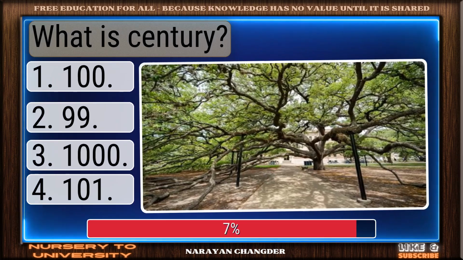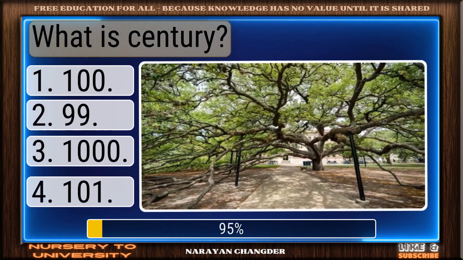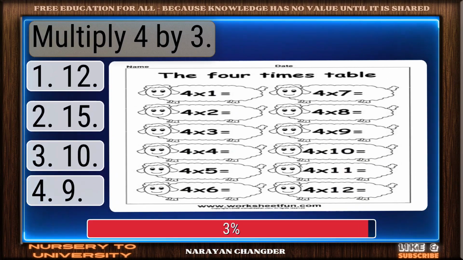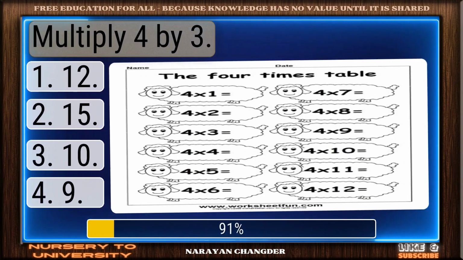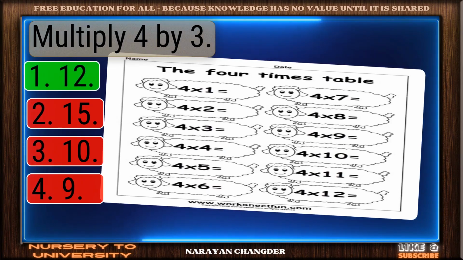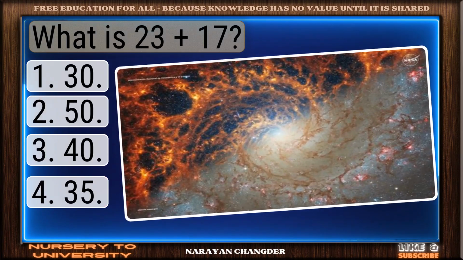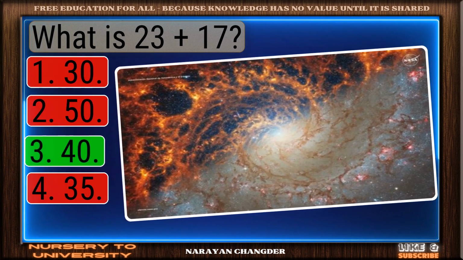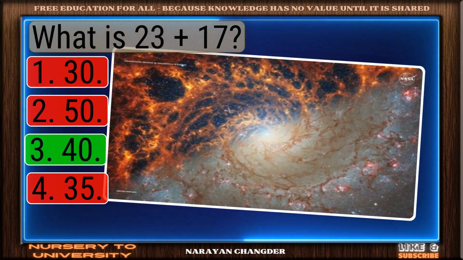What is century? Smart pick. 100 is the correct choice. Multiply 4 by 3. Nice selection. 12 is the correct and valid answer. What is 23 plus 17? On track. 40 is the correct answer.